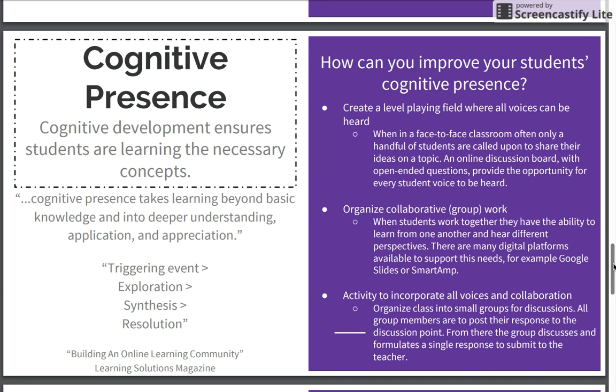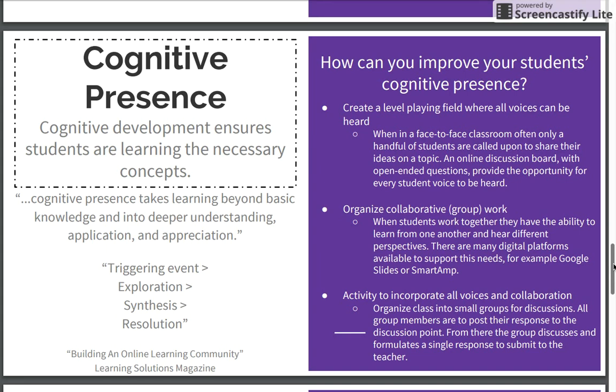And also, another way that I thought of to improve student cognitive presence is this activity to incorporate all voices and collaboration. So to get that level playing field with all the voices, but then stepping it up with a level of collaboration. Throughout my readings this week, I remember one of the articles that talked about taking that whole class, which can be overwhelming to respond to everybody, especially if it's like 25, 30 students, and then breaking them into like 4 to 6 person groups.